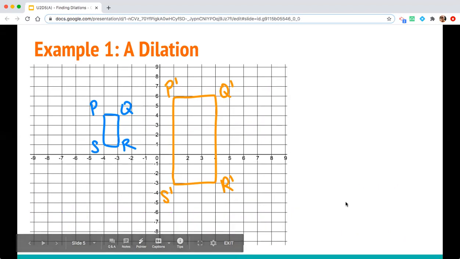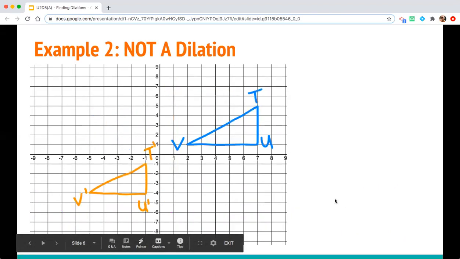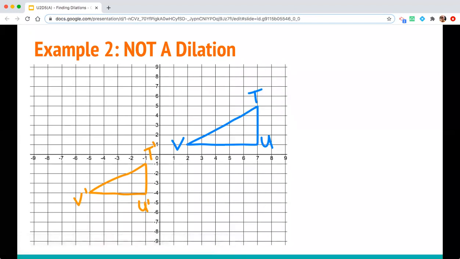Let's go ahead and take a look at an example that's not a dilation. So here we have two triangles that look like they could be similar. We have TUV and T prime, U prime, V prime. Let's go ahead and start figuring out our calculations and see what actually is going to happen. So we already know it's not going to be a dilation, but let's make sure we know why. So again, we're going to take our measurements of our image first. So we'll start with T prime, U prime, and we'll divide that by TU.